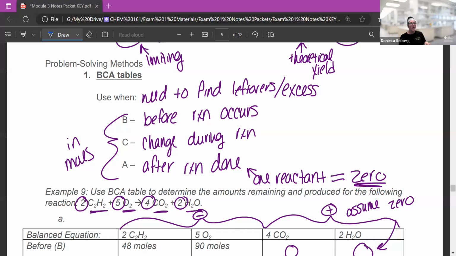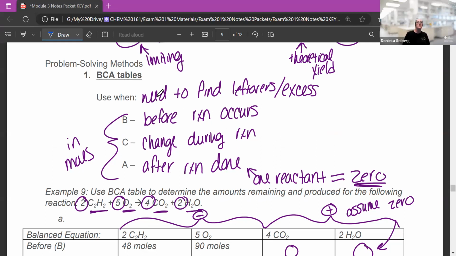Okay, so this is method one in order to solve any type of what's called a stoichiometry problem, which is really anytime you have a chemical reaction and I want to know how much stuff you need or how much stuff is produced. So anytime I give you a chemical equation, you're going to need to do stoichiometry. The first one is called a BCA table. It stands for before, change, and after. So how much stuff you have before the reaction happens, what changes during the reaction, and then how much stuff you have after the reaction.